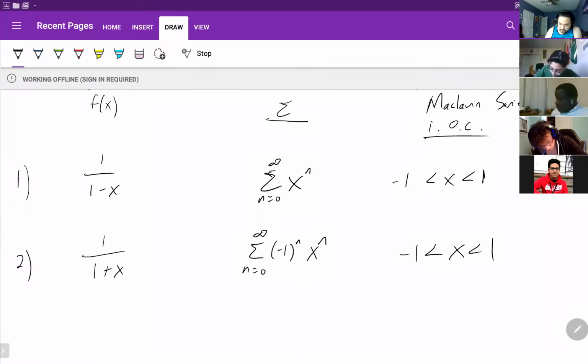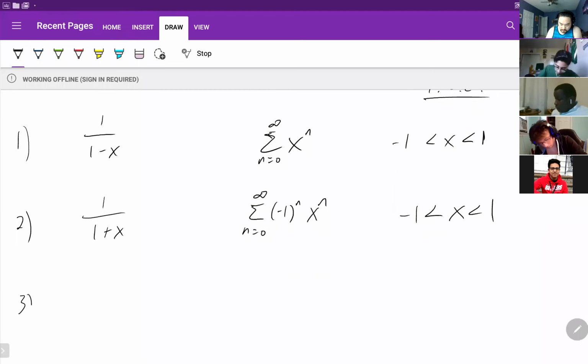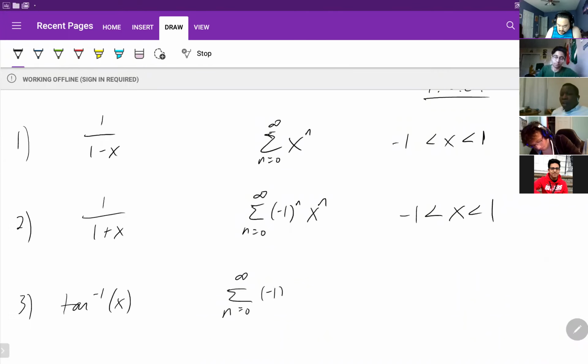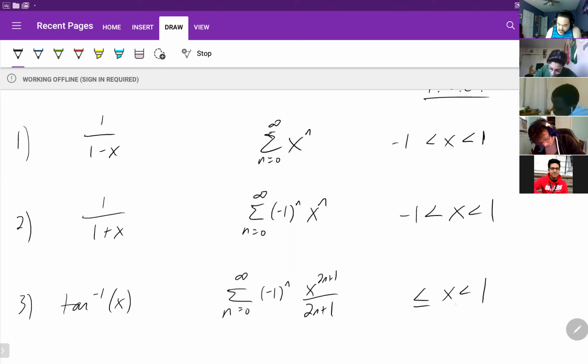The third one is, you can guess it, tan inverse. And these don't really have any particular order. I'm just writing them down as I remember them. The other one's going to be just like trigonometry. Two of them are trigonometry. And we said this one converged on both endpoints.